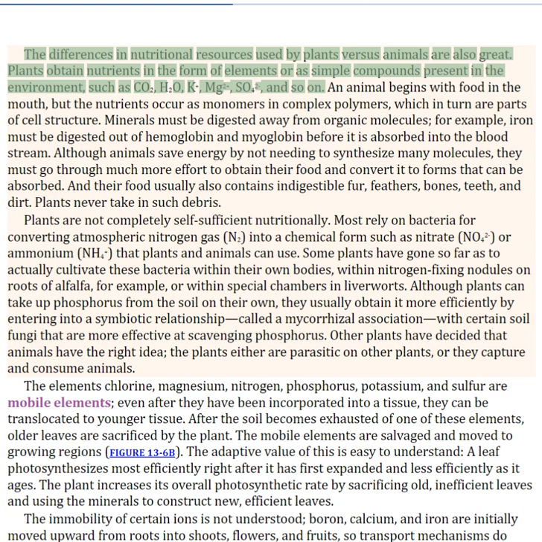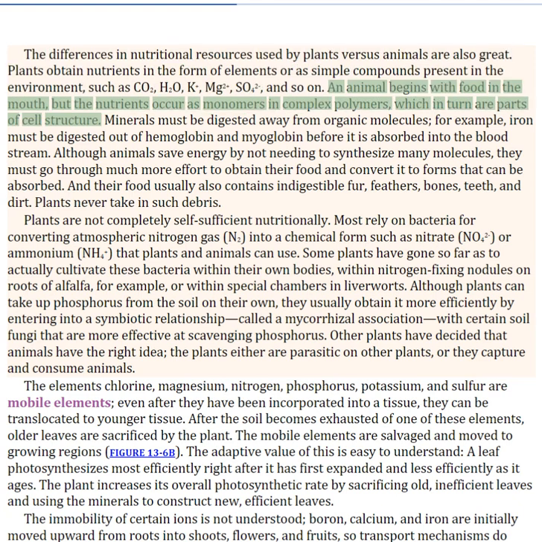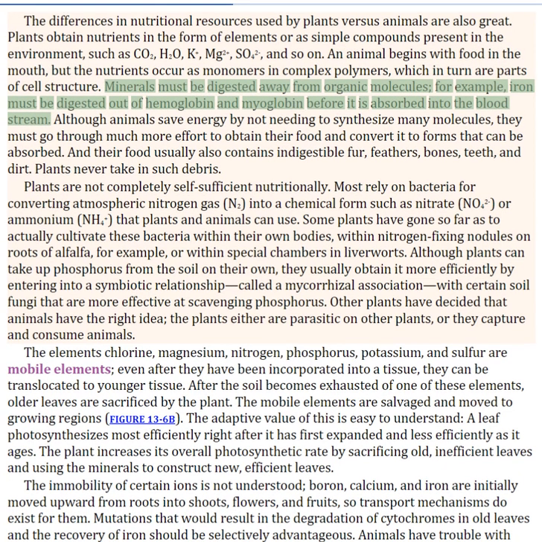Plants obtain nutrients in the form of elements or as simple compounds present in the environment, such as CO2, H2O, K+, Mg2+, SO4 2-, and so on. An animal begins with food in the mouth, but the nutrients occur as monomers in complex polymers, which in turn are parts of cell structure. Minerals must be digested away from organic molecules. For example, iron must be digested out of hemoglobin and myoglobin before it is absorbed into the bloodstream.